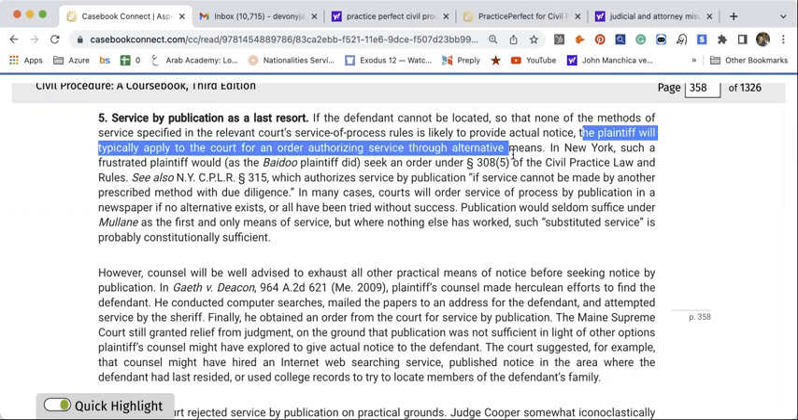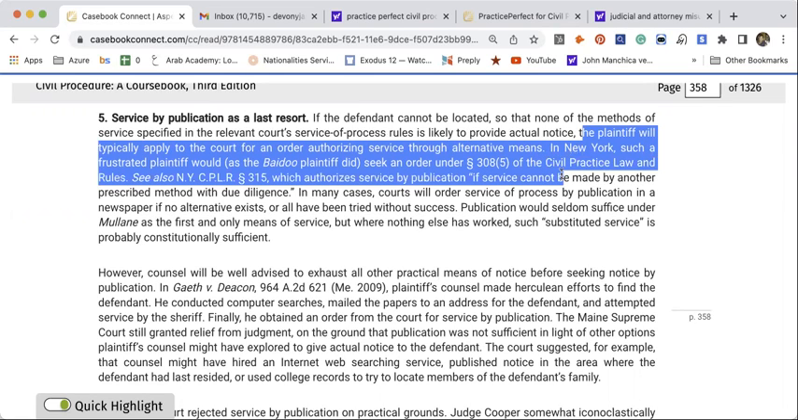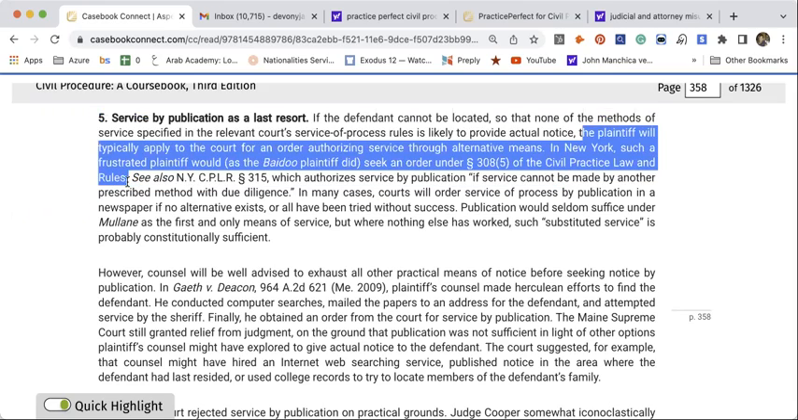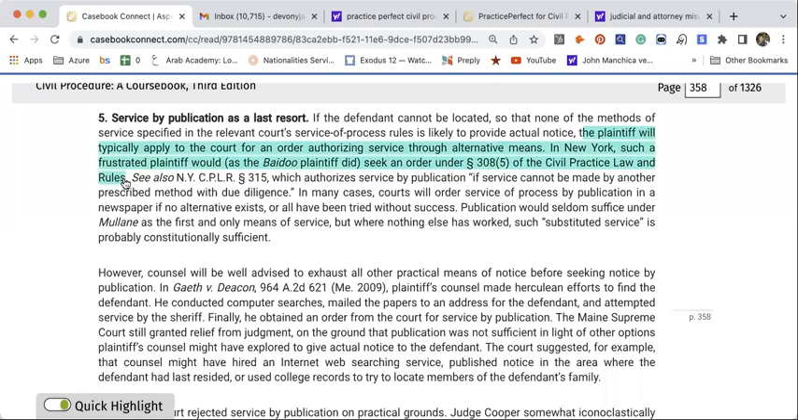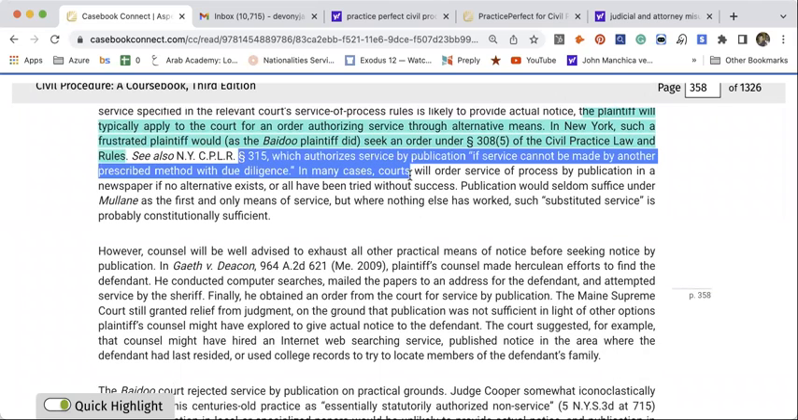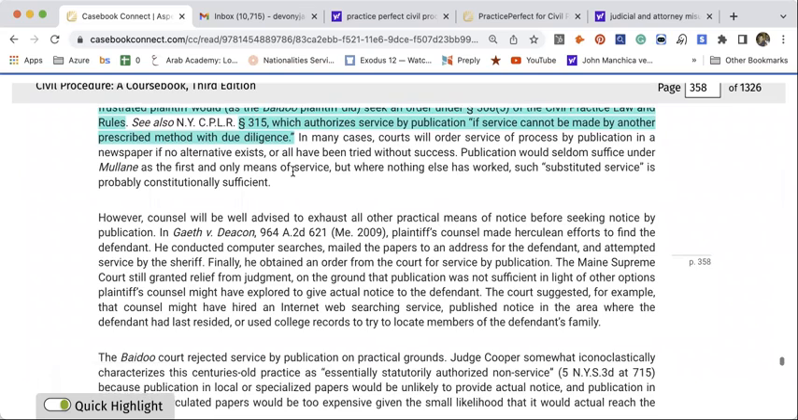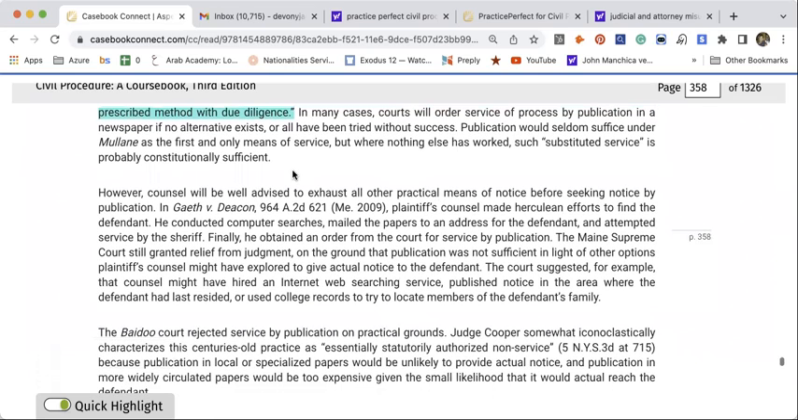The plaintiff will typically apply to the court for an order of service through alternative means. In New York, such a frustrated plaintiff would, as Baidoo's plaintiff did, seek an order under CPLR 308(5). See New York Civil Practice Law and Rules Section 315, which authorizes service by publication. If service cannot be made by another prescribed method with due diligence, in many cases courts will order service of process by publication in a newspaper if no alternative exists, or all have been tried without success.